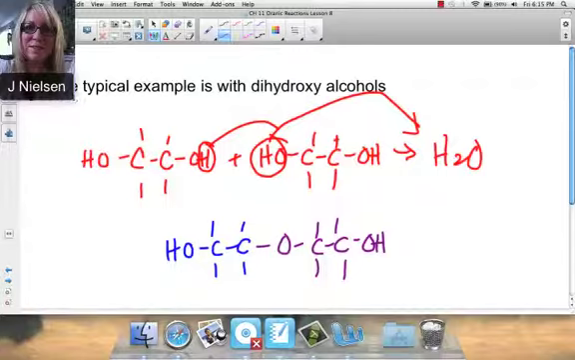So that's basically it. On the condensation and the addition polymerization, you just need to recognize it. You've got monomers linking up to form a huge polymer. In an addition polymerization, you're starting with an unsaturated molecule, so something with a double or triple bond. In condensation polymerization, typically you're starting with a dihydroxy alcohol and removing water.